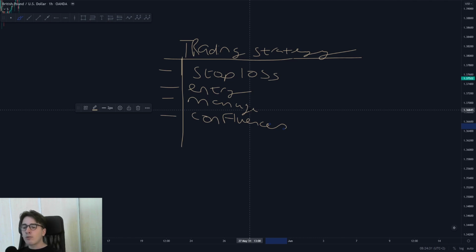Because one of the most important things that you need to know is that when backtesting a strategy, you have to do the same thing over and over again. Because what you're going to be testing is that certain strategy with a certain set of rules, but those rules have to be the same every single time. Otherwise, there's not going to be any added value in backtesting a certain strategy. So every single time the stop loss placement needs to be the same, the entry needs to be the same, the management of your trade needs to be the same, and the confluences that you use also need to be the same.